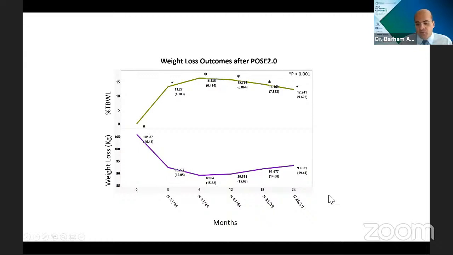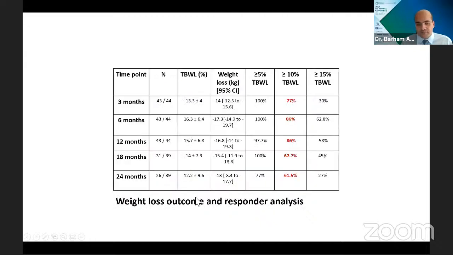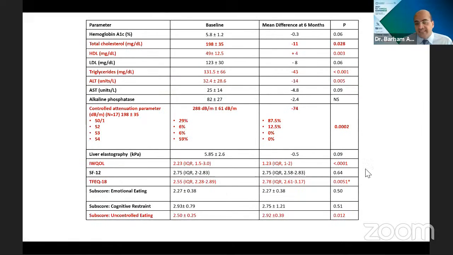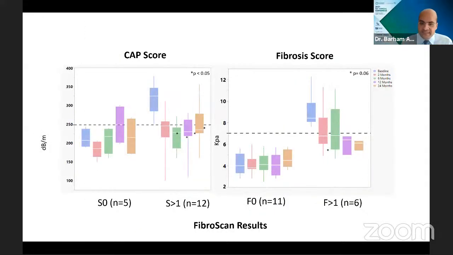And this is the absolute weight loss that translates from the study. If we look at percent responders getting more than 10%, you could see at 12 months, 86% got more than 10% total body weight loss, and about 61.5% got more than 10% total body weight loss at 24 months as well. This is the impact on comorbidities. Everything in red has improved significantly. So you could see the metabolic profile improved, fatty liver parameters significantly improved, and the quality of life and the eating questionnaires improved in the study as well.